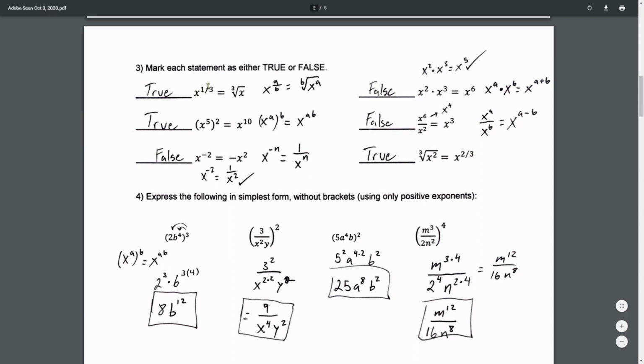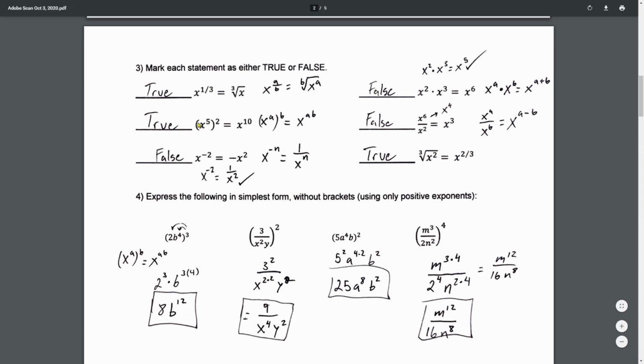x to the 1/3 equals the cube root of x. As you can see, I've written down this rule here: x to the a over b equals the b-th root of x to the a. In this case, our a would be 1 and our b would be 3. So we would write that as the cube root of x to the 1 power. So this would be true.